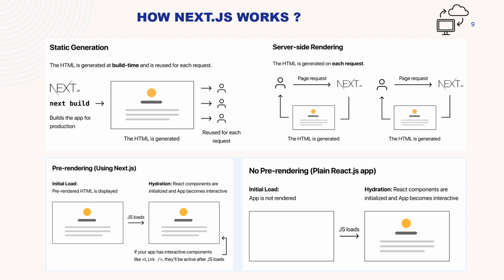Let's look at pre-rendering using Next.js. Initially, the pre-rendered HTML is displayed, and once the JavaScript loads, it will rehydrate, which means React components are initialized and become interactive. Now the user can interact with the application. Non-pre-rendering is a plain React app. On initial load, the app is not rendered. Only after the JavaScript loads does everything render.